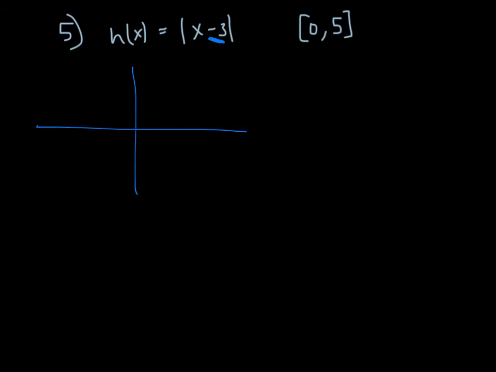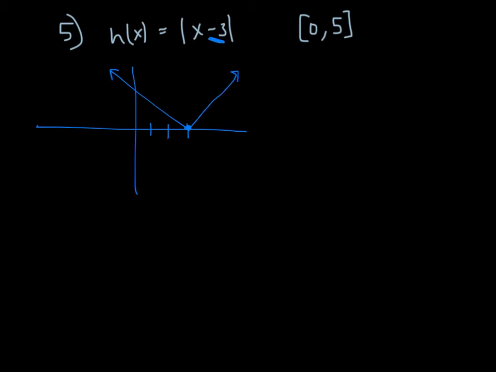Hopefully you realize that that tells you you're going to be moving it to the right 3 places. And so I know that right here is where the vertex is. It is a positive absolute value, and so we know it's going to be facing up. All right, so we have a graph that looks like this.